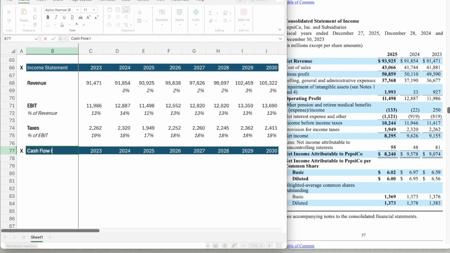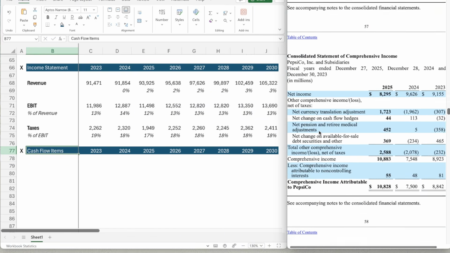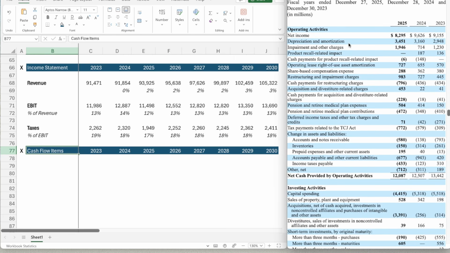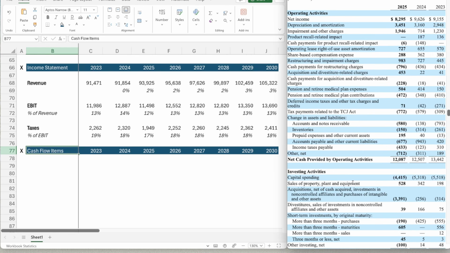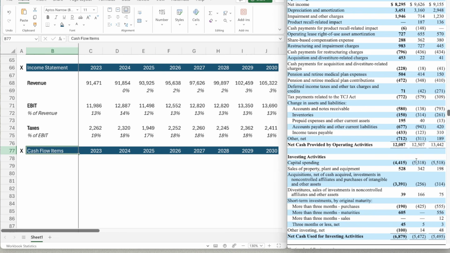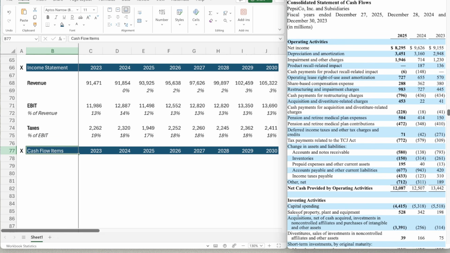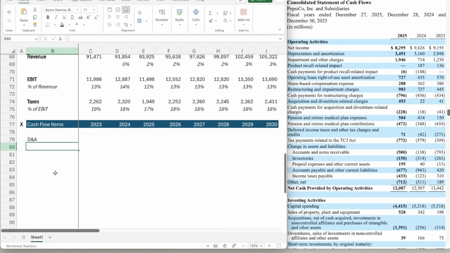The next section are the cash flow items, and they are on this page, which is 59. We want depreciation and amortization. This is our change in net working capital, and we just sum all of these. Then CapEx, we want this one here. Capital spending. Usually it's called purchases of property, plant, and equipment. Let's use this one. So, you want to know what this is as a percentage of revenue.